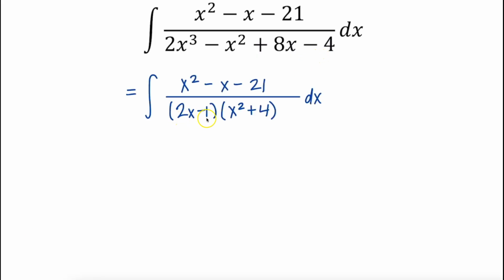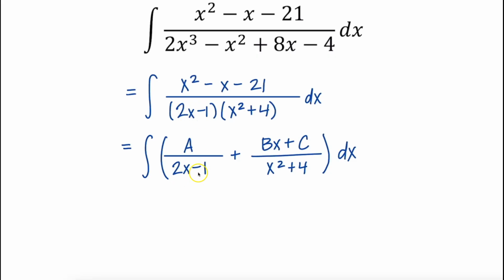so we're going to end up with the quantity 2x minus 1 in the denominator times the quantity x squared plus 4. The first factor is a distinct linear factor, but the second factor is a quadratic that cannot be factored any further over the real numbers. It's the sum of squares. So this partial fraction decomposition is going to look a little different than the previous one.